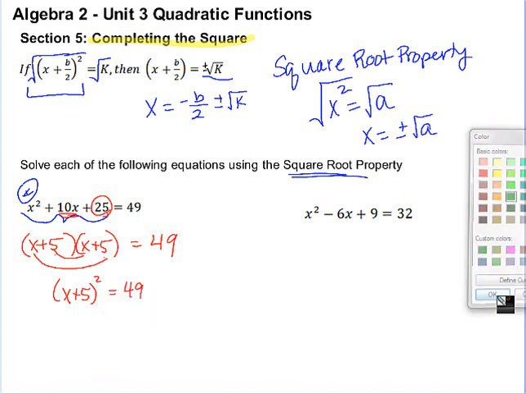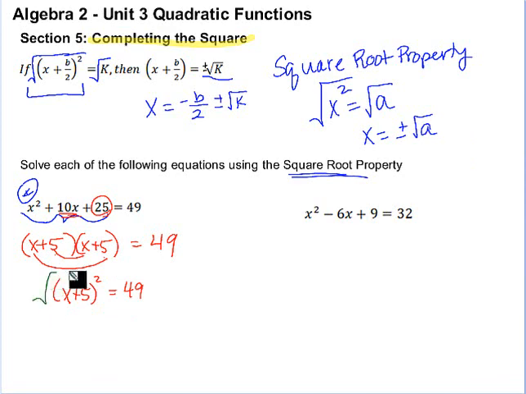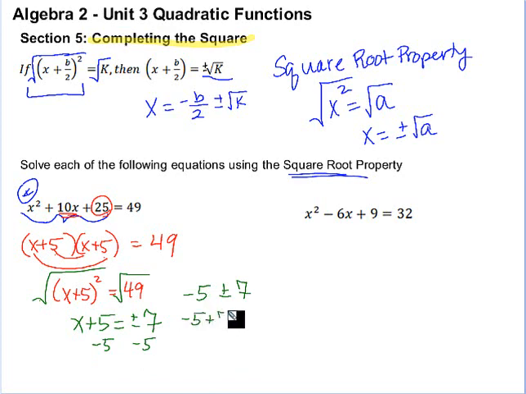Now from here, using our square root property, we could take the square root of both sides. So now we have x plus 5 is equal to the square root of 49, which is 7, and since we took the square root of both sides, it would be plus or minus 7. Now to get the x alone, we would subtract 5 from both sides. So we have negative 5 plus or minus 7. This is two separate answers, negative 5 plus 7, which gives us 2, and negative 5 minus 7, which gives us negative 12. So our two solutions here are negative 12 and 2.